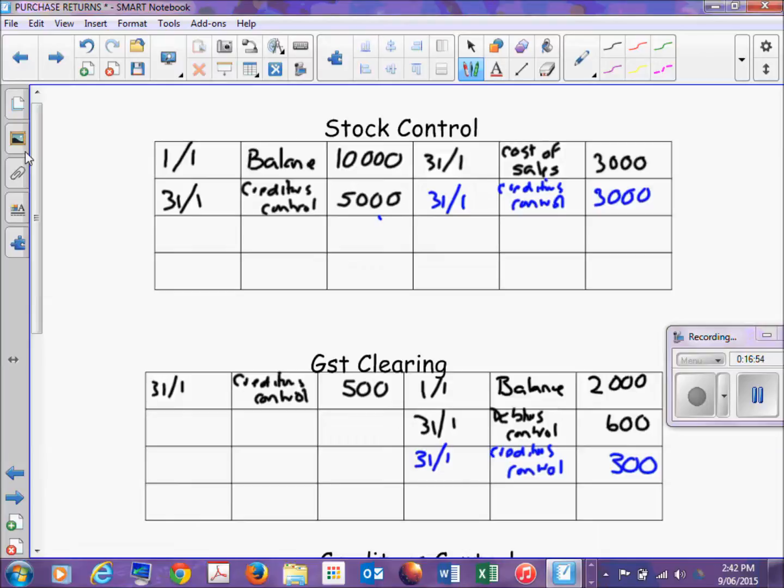So what you need to practice is make sure that you know the general journal entries, which are always the same. Debit creditors control, subsidiary debit the creditor, credit stock control, and credit GST clearing. That's what you have to remember off by heart. From a T ledger point of view, you can have creditors control on both sides. This side reflects when you bought stock. This side reflects when you've returned stock. Does that make sense? We all good up to there? Alright, next stage.